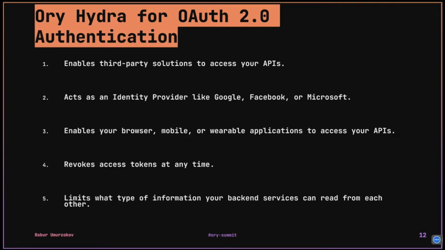And if you would like to, for example, enable third-party solutions to access your APIs, Ory Hydra can act as an identity provider, like Google, Facebook, Microsoft, or you can enable your browser, mobile, or other applications to access your backend services. At the same time, you don't have to store passwords on the device, and you can revoke access tokens for the users anytime. If you're looking for something very simple to manage OAuth2, the authentication protocol, you can always choose Ory Hydra in this case.